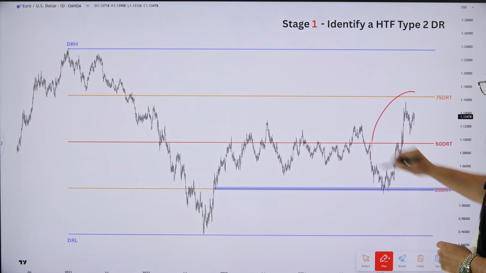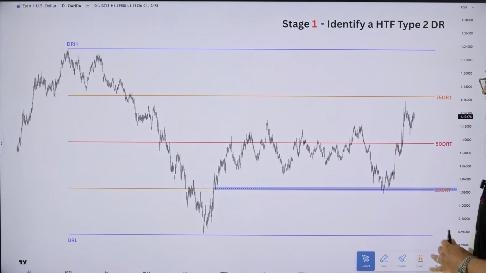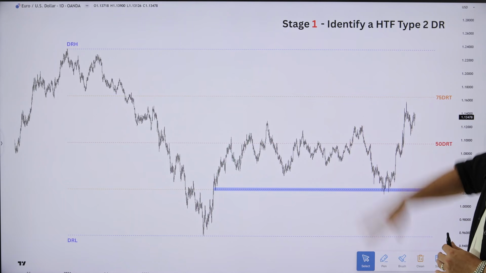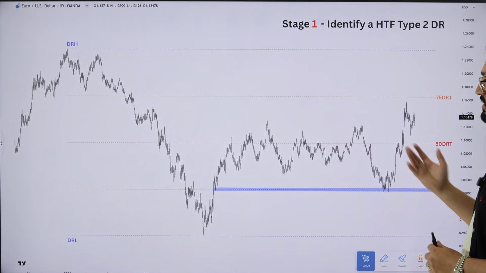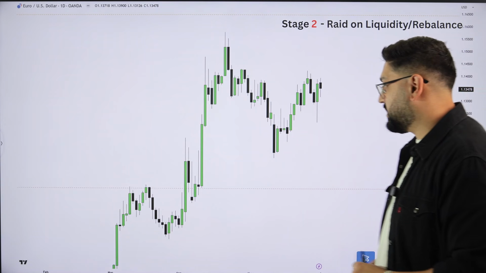Now, I want to zoom in on this piece of price action here and continue to stay on this daily time frame as I dim these levels slightly so that you can see this in a little bit more detail. So here we have that piece of price action.